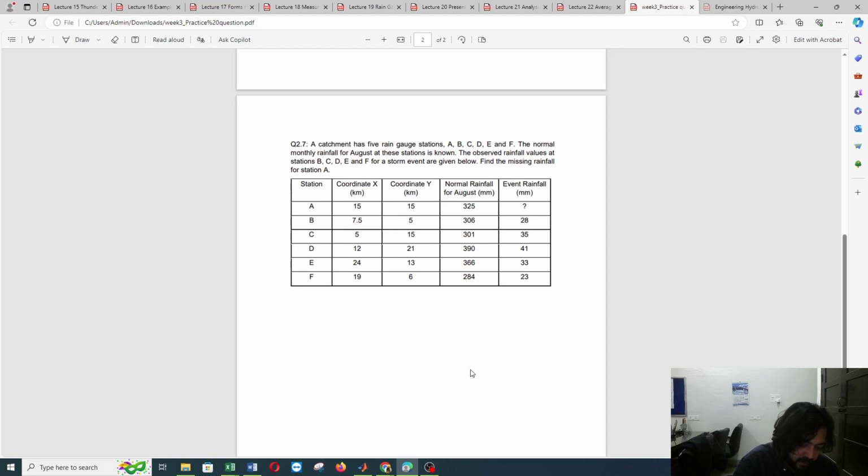PB is 28 and NB is 306. PB means precipitation data, that is event rainfall. Plus PC is 35 upon 301, plus 41 upon 390, plus 33 upon 366, and finally 23 upon 284. If we solve this equation, we will get the value of PA, and that value of PA comes to be 31.46 mm.